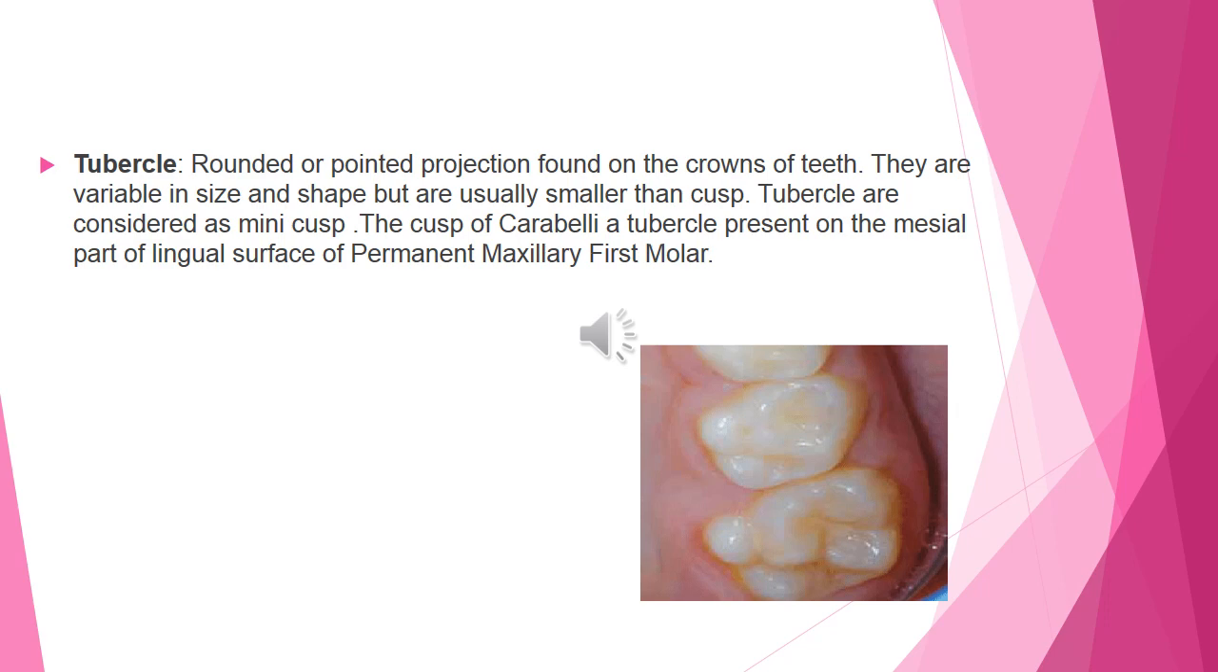Tubercles are also considered as mini cusps. The cusp of Carabelli is a tubercle present on the mesial part of lingual surface of permanent maxillary first molar. In order to identify permanent maxillary first molar, one should look for cusp of Carabelli, which is a tubercle present on the mesial part of lingual surface.